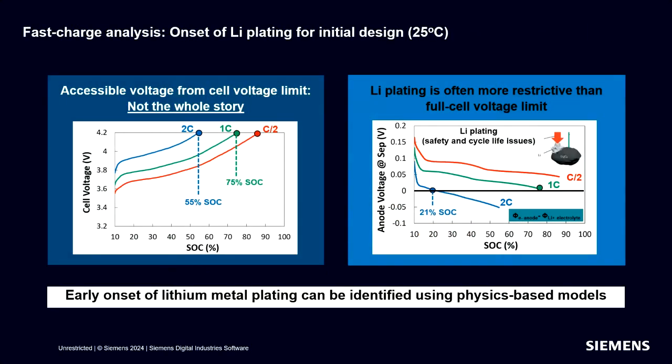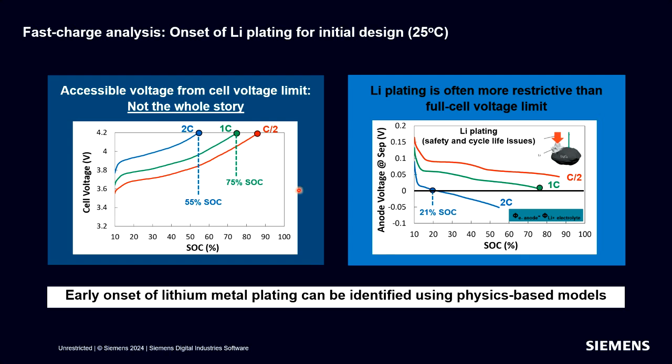So these are the kind of results that we can generate in Battery Design Studio. This is a fast charge analysis at 25 degrees Celsius for one of our cells. We're looking at the voltage response versus state of charge for different current rates: C divided by 2, 1C, and 2C, starting from 10% SOC. The goal is to get the cell to charge from 10% to 80% within 30 minutes.